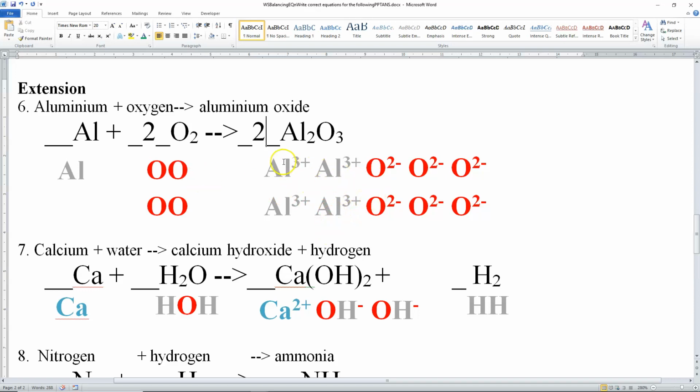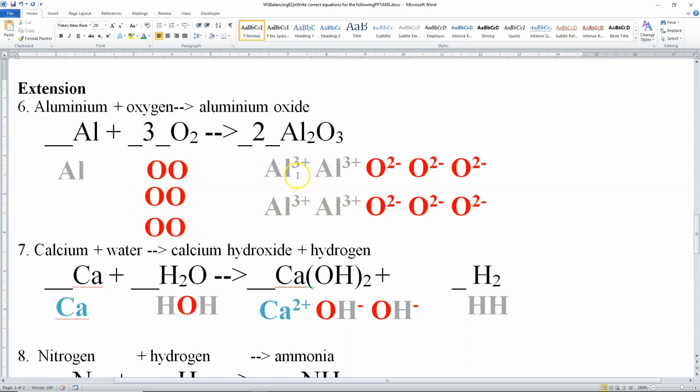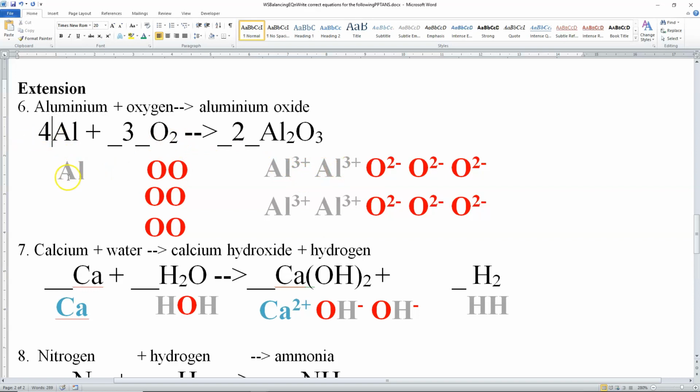We could now check the oxygen. We still haven't got quite enough oxygen because we've obviously increased it. We've got 4 on this side and 6 on that side, so we'd obviously have to increase the amount of oxygen on that side. So we now have 3 here. The oxygen's balanced. Aluminiums, we've got 4 on the right, so we need to have 4 on the left.